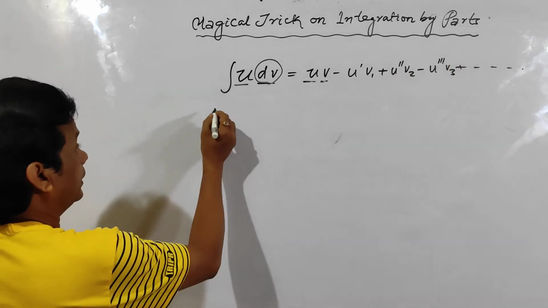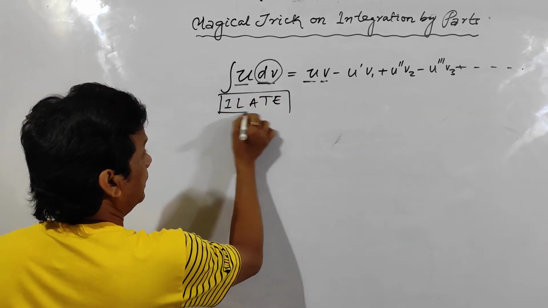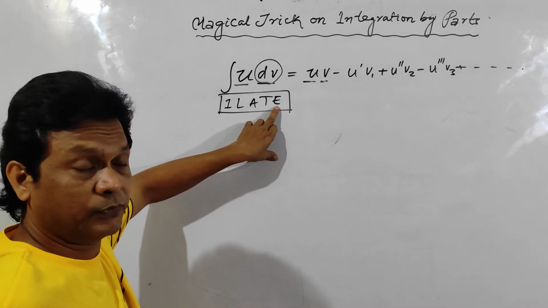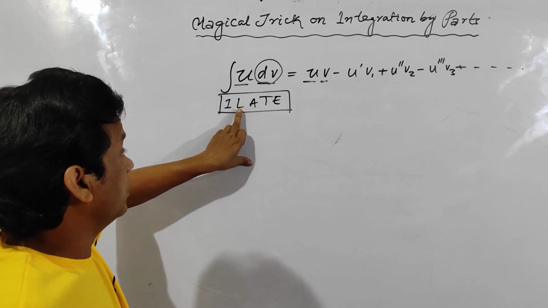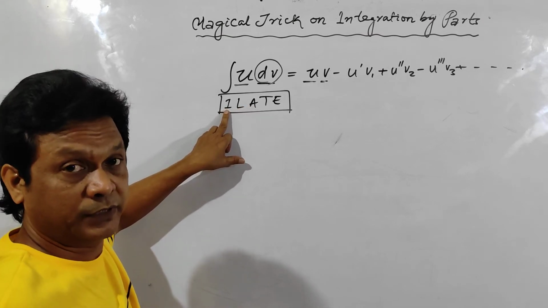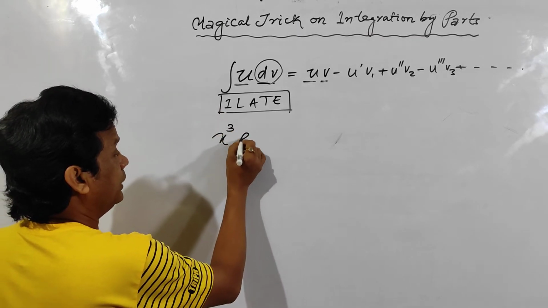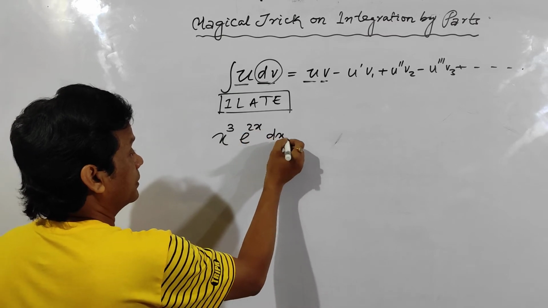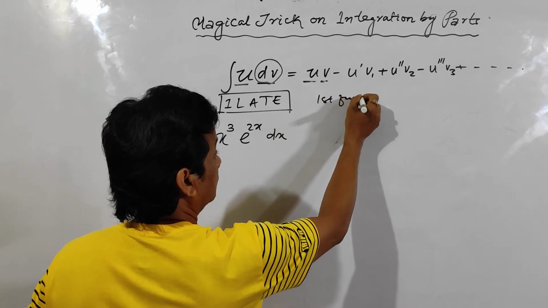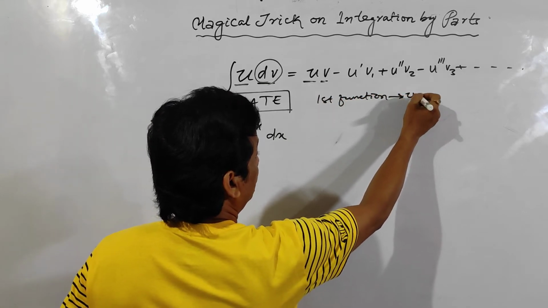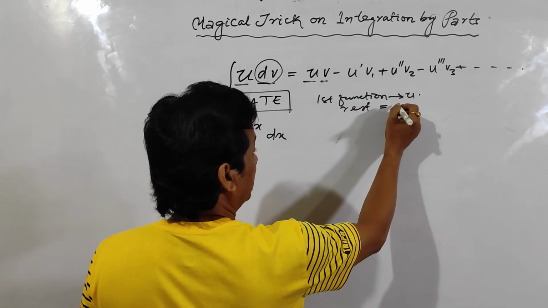Okay, so your rule is ILATE, and in ILATE, E is the exponential function, T is the trigonometric function, A is the algebraic function, L is the logarithmic function, I is the inverse trigonometric function. Okay, so I am going to give you x cube into e to the power 2x into dx, and the function which comes first is taken as u, and the rest part I am taking as dv.